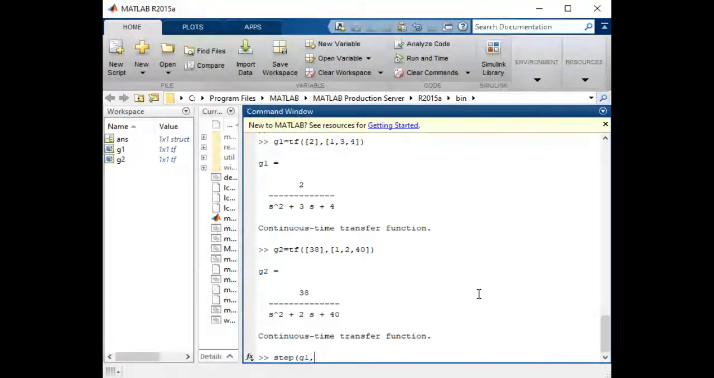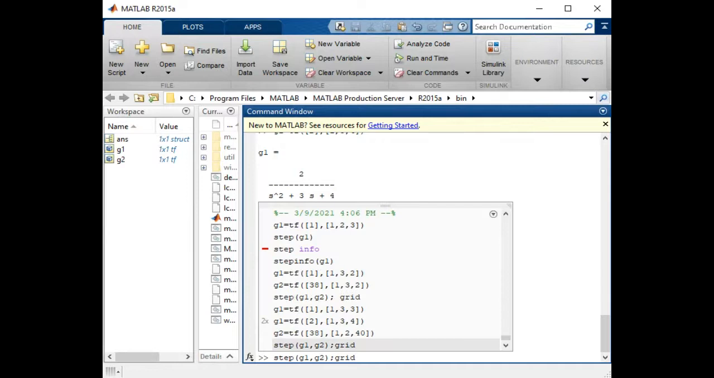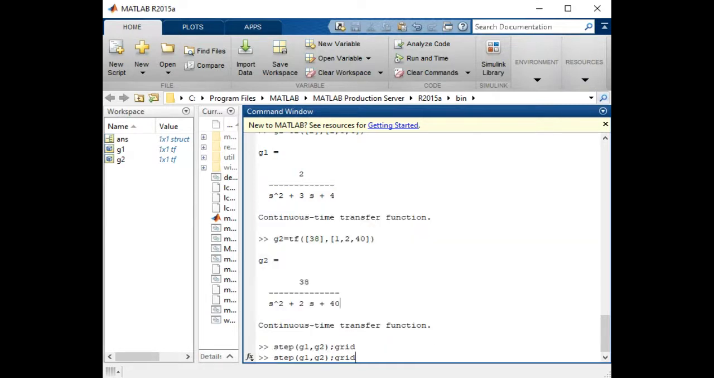Two systems. Now we're going to do step for G1 and G2, and then let's see what happens with this. Sir, should that not be 3S instead of 2S? Yes, in fact, yes, slip of the finger here. So that's in fact correct.